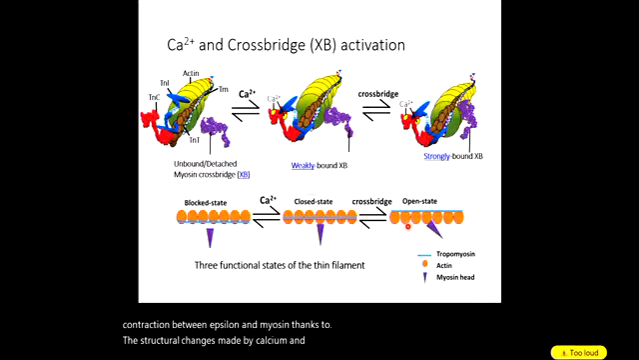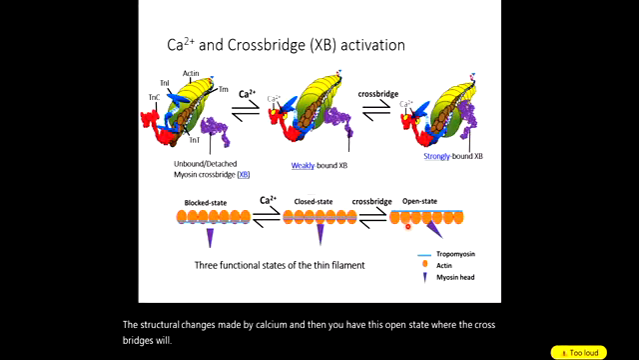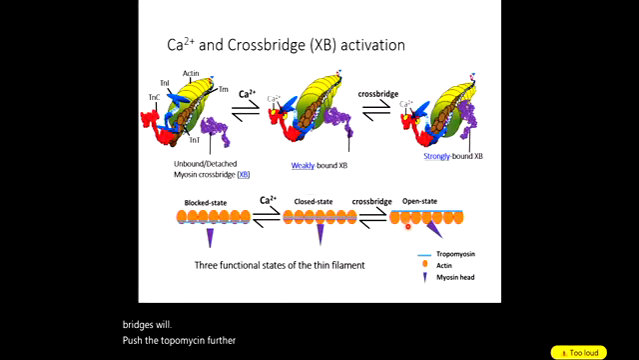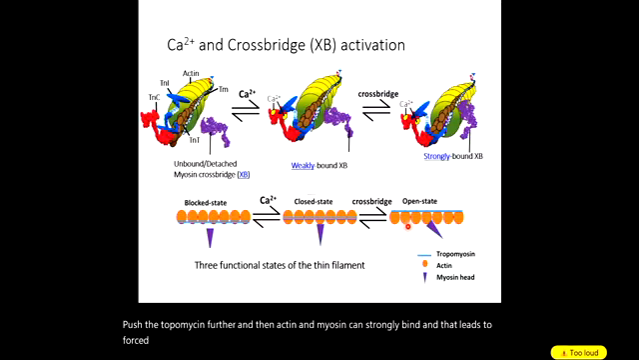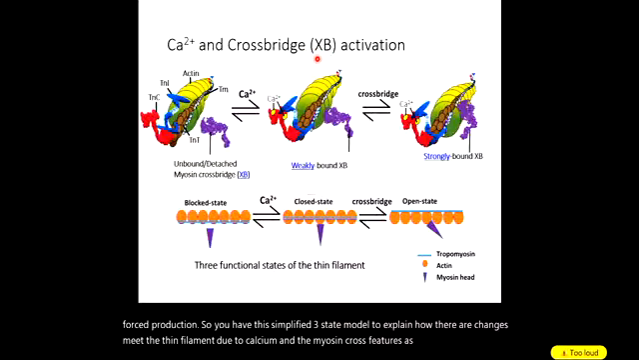And then you have this open state, where the cross bridges will push the tropomyosin further, and then actin and myosin can strongly bind, and that leads to force production. So you have this simplified three-state model to explain how there are changes made to the thin filament due to calcium and the myosin cross bridges as well. Okay, any questions?